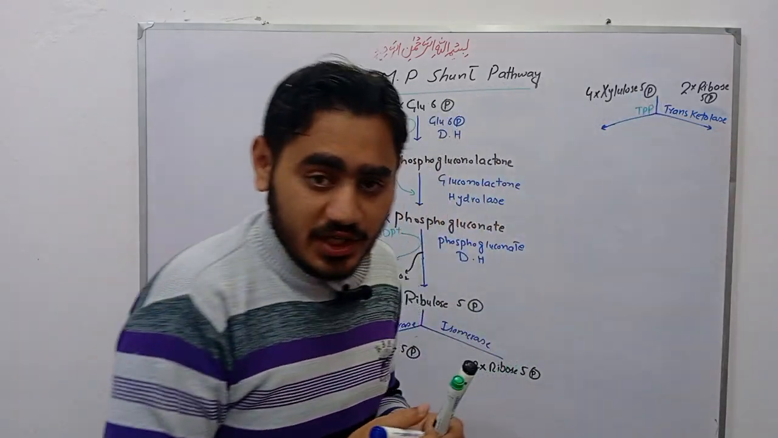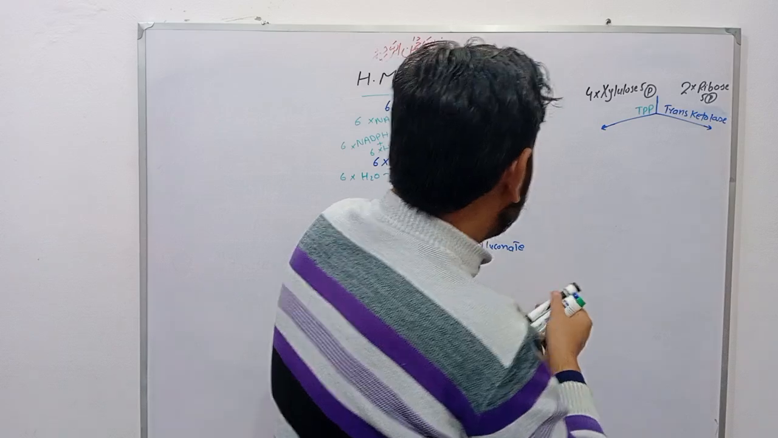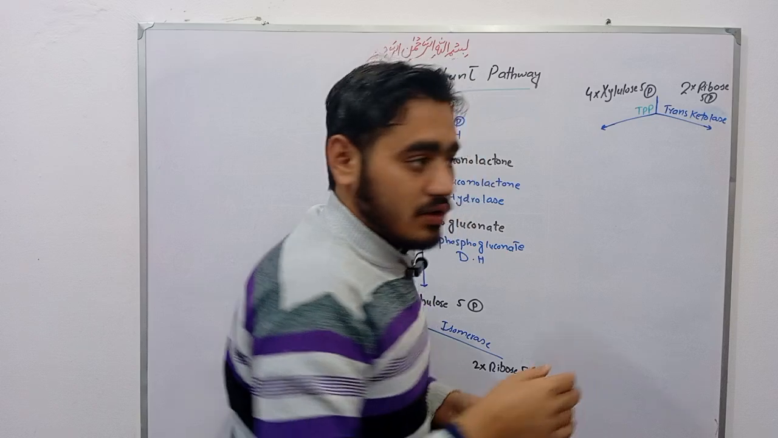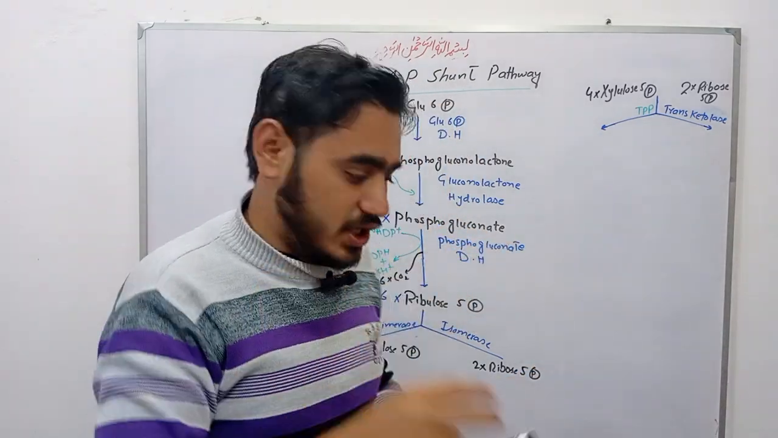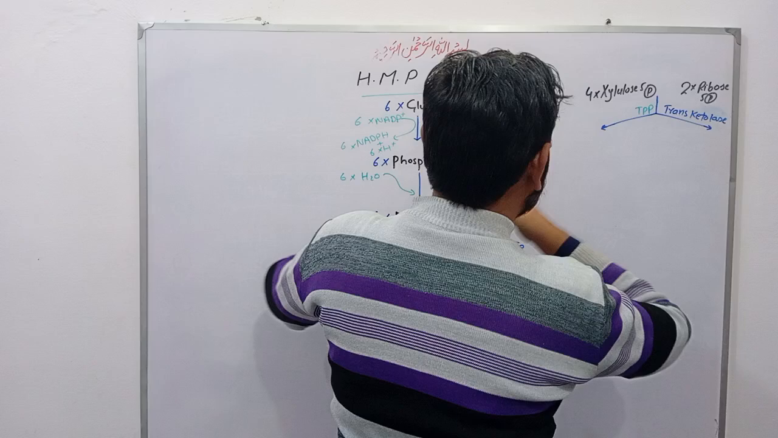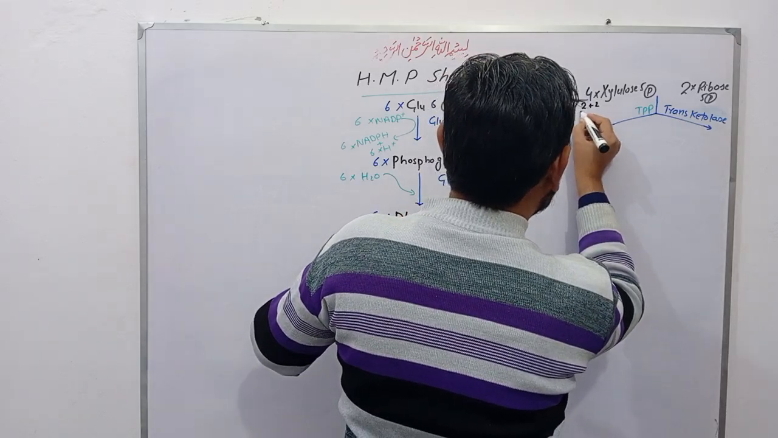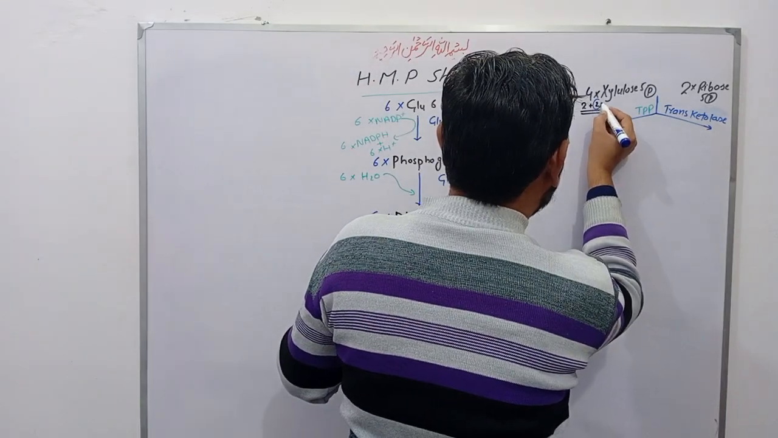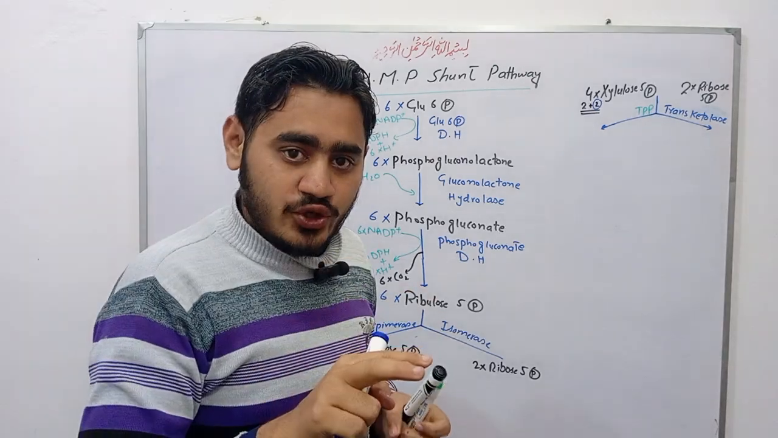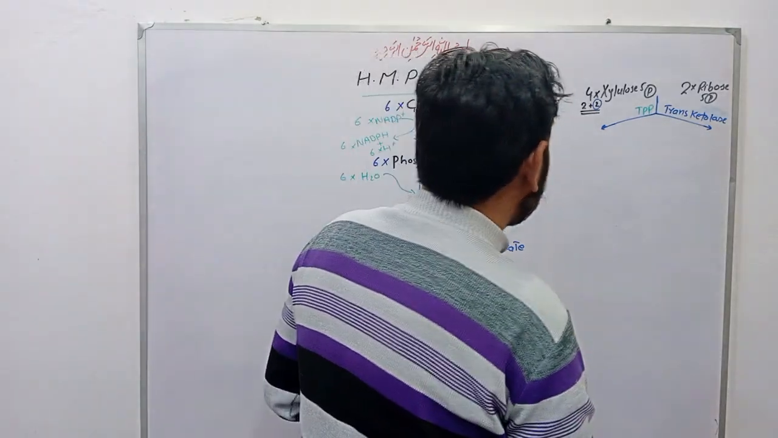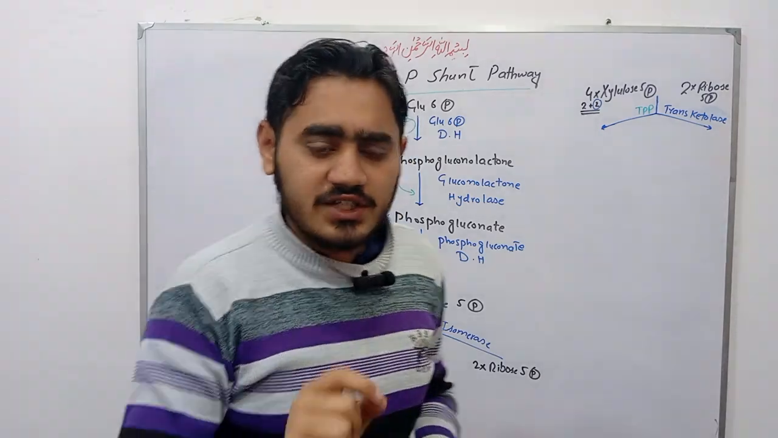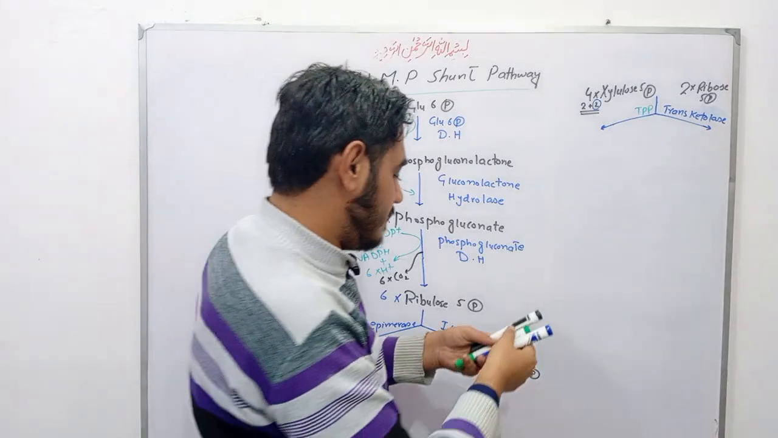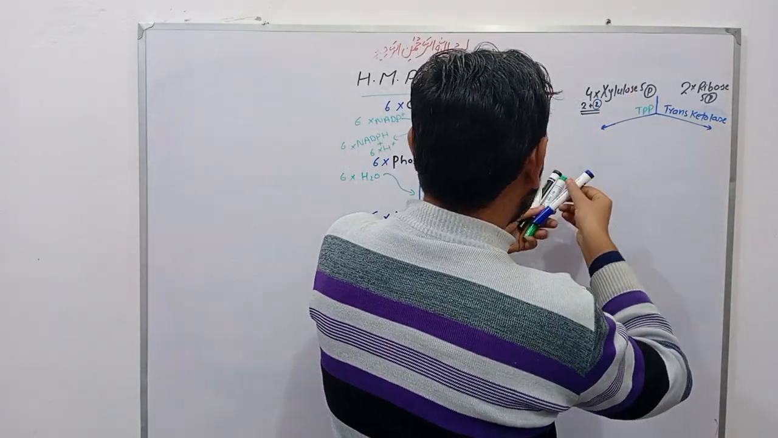And listen very carefully. It is a 5 carbon atom containing sugar, and there are 4 molecules. We will consider in this reaction only 2 molecules of xylulose 5-phosphate. The other 2 molecules we will use later. Now, with the help of this enzyme, there is a transfer of 2 carbon from this keto sugar to this aldo sugar.